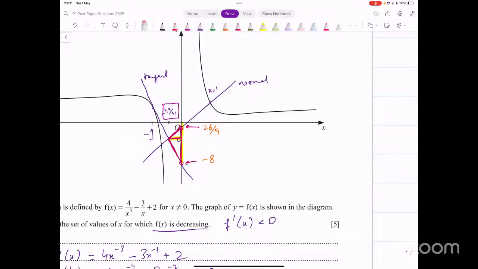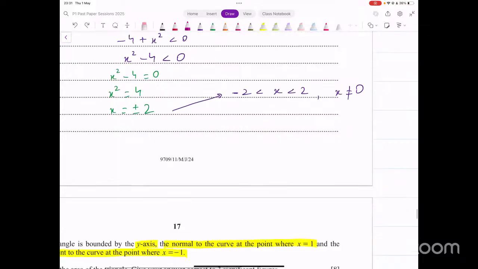How would you do that? You would have to figure out this point where the normal meets the y-axis, so y-intercept of the normal. And you would need to find this point here where the tangent meets the y-axis, the y-intercept of the tangent. Once you have these 2 points, you can find this length from them, right? So that's what I've done next.